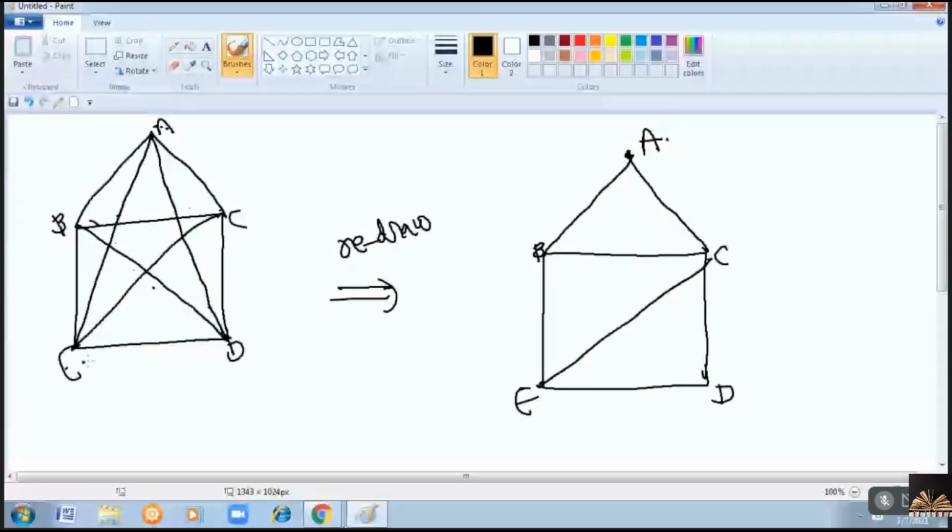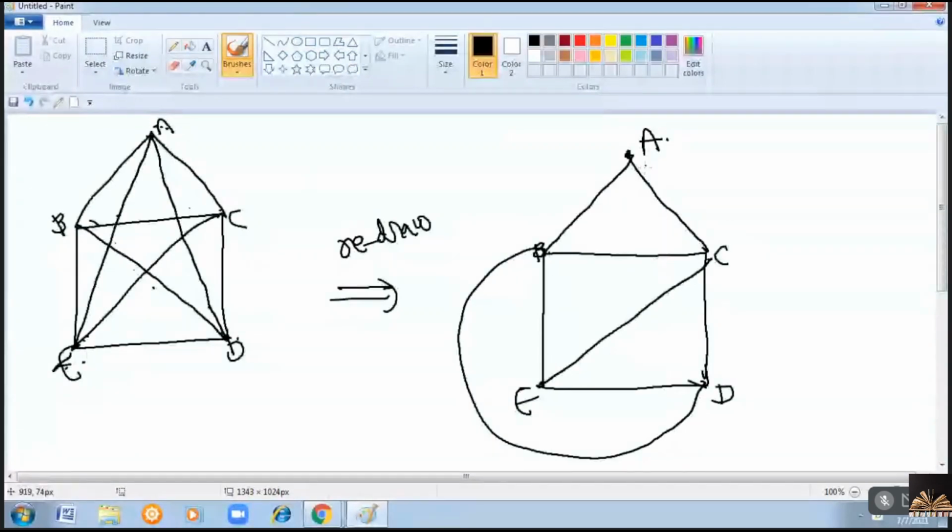If you draw this B to D like this, you will have an edge crossing. So that is the reason I am drawing B to D like this. Clear? This is one edge. Still we have two more edges. One is from A to E, one is from A to D. If you draw A to E and A to D like this, you will have edge crossings. Like this, if you draw, we have an edge crossing, right? So I'll draw A to D like this.